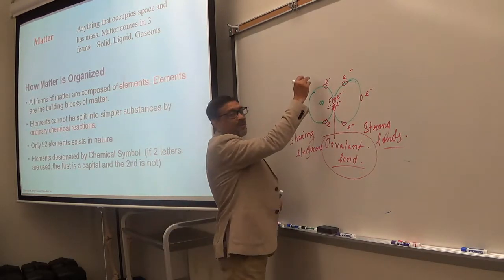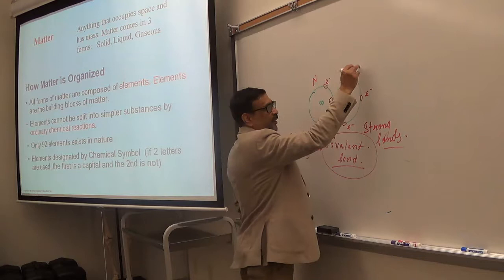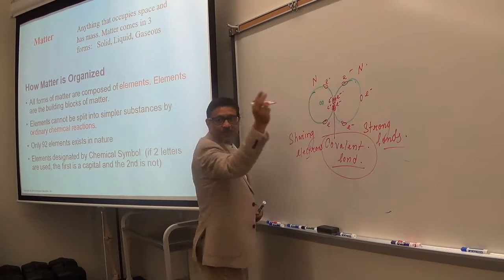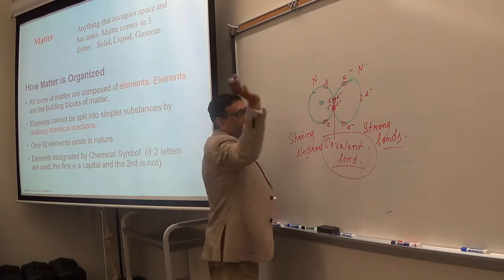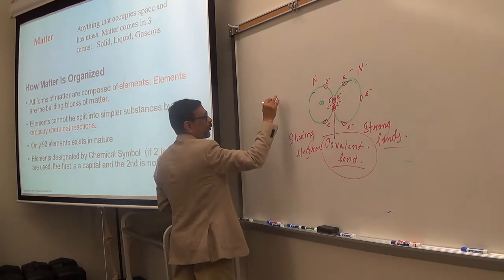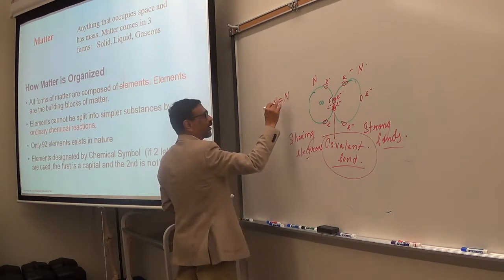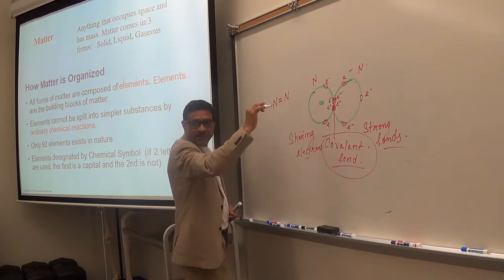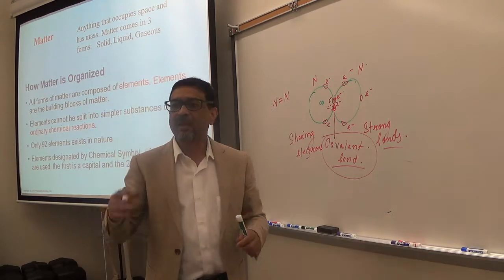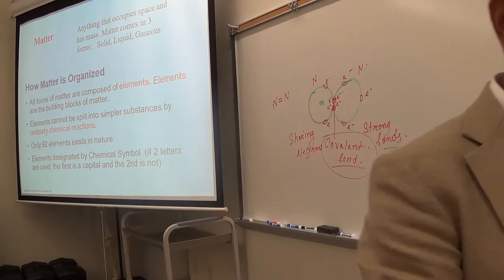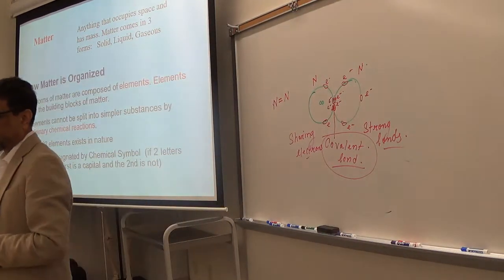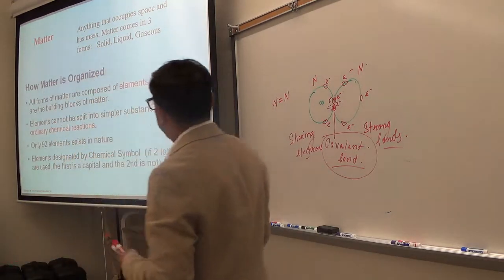If this is a nitrogen, this is another nitrogen, how many pairs of electrons are here? Two pairs, right? So you will see when we write chemical formula, in this case, I will write two lines, two dashes. That means two pairs of electrons are being shared. Make sense? So that's how we use the number of electrons. Is that what we call a double bond? Yeah, double bond, yes. Okay.